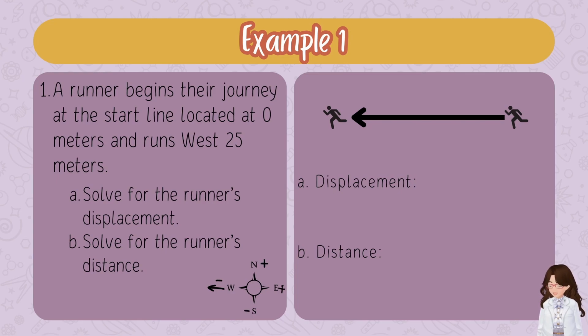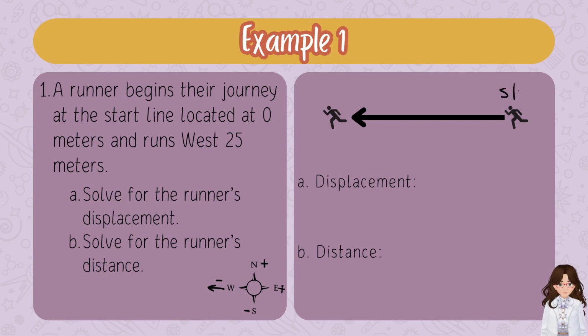So just keep that in mind when you see problems, because physicists do like to switch back and forth between giving you left, right, up, down, giving you just signs, and also giving you compass directions. So it's good to practice them all. In this case here, we can see that they start at the start line, which is located at 0 meters, and travel west to the left 25 meters. So I set up a diagram here for us to label.